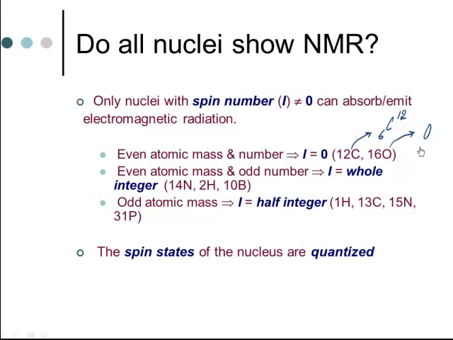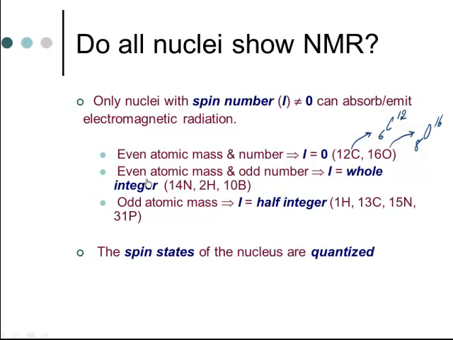Another example is oxygen 16, with atomic number 8 and mass number 16. There is an even number of protons, which is 8, and the number of neutrons is 16 minus 8, which is equal to 8 and hence even. So therefore oxygen 16 is not capable of showing an NMR spectrum.